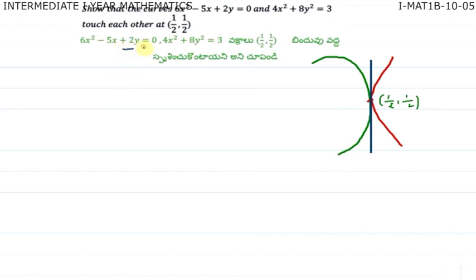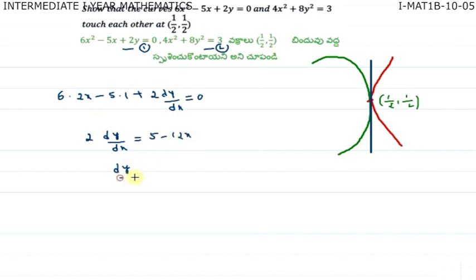For that, take this as first curve and this as second curve. Differentiate one with respect to x both sides. 6 constant, x square derivative is 2x, minus 5 constant as it is, x derivative is 1, plus 2 into dy by dx is equal to 0. Now from this, 2 into dy by dx is equal to 5 minus 12x. Dy by dx is equal to 5 minus 12x divided by 2.